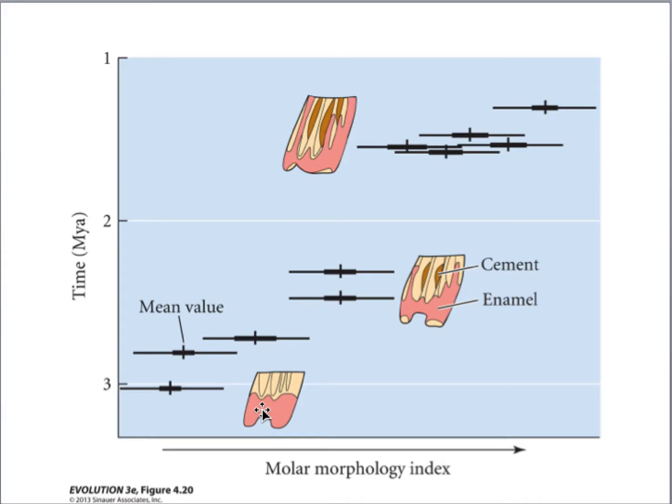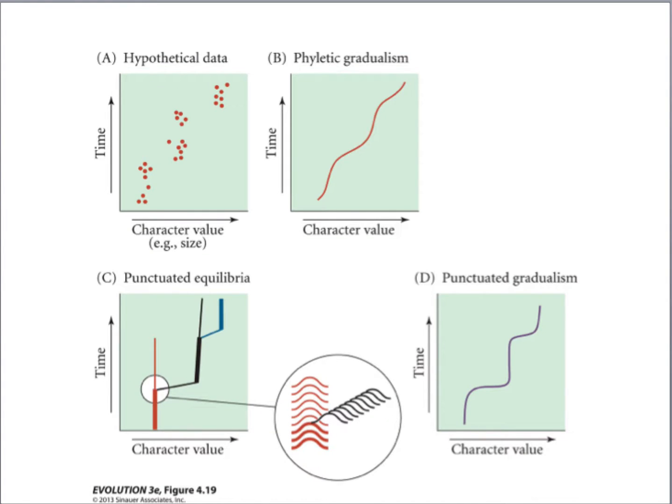Okay, so this one, think to yourself for a second, we're not showing speciation, right? So this is going to be gradualism. So let's go back for a second. Is this phyletic or punctuated?